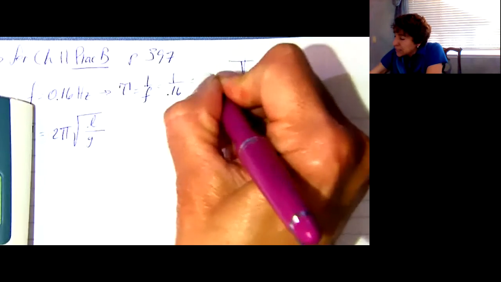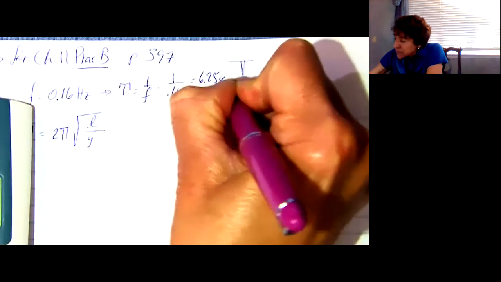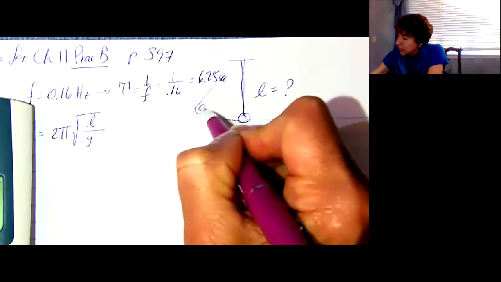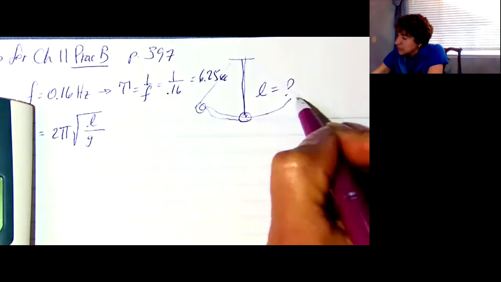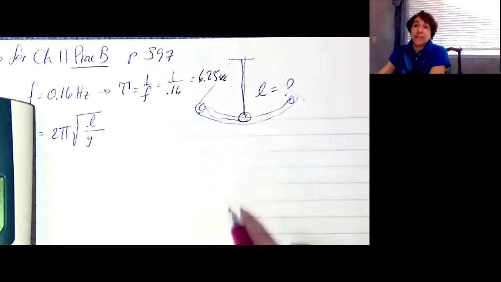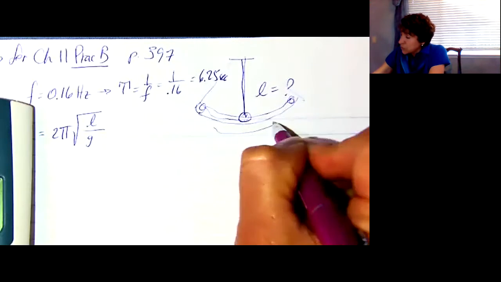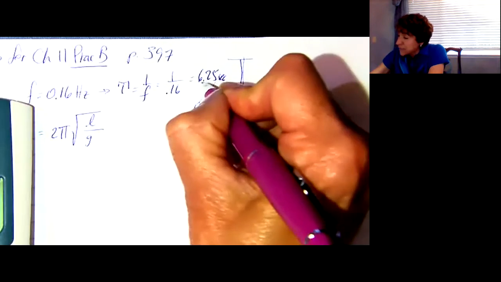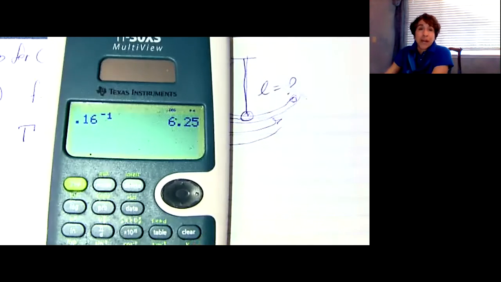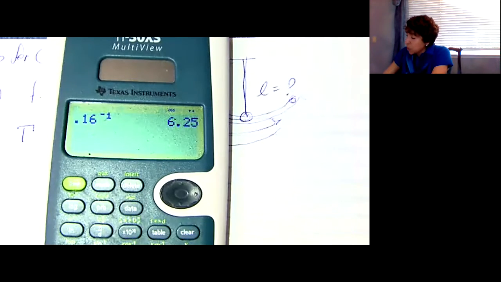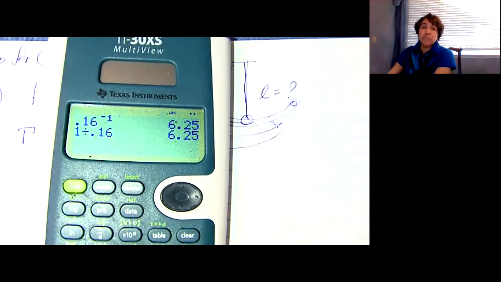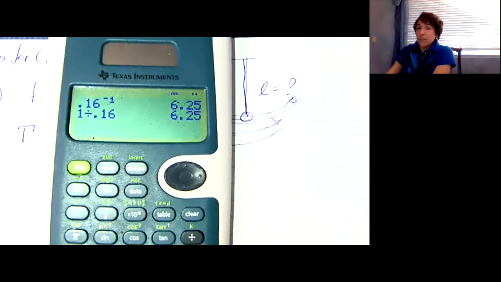So it's saying it's taking 6.25 seconds for this bob to go, let's say, from here. I pull it all the way out, and it goes all the way to this side, and then it comes back. So going in this direction, and then in this direction, it takes 6.25 seconds. And just to prove to you guys that this inverse is the same thing, I'm going to go 1 divided by 0.16, 6.25. Okay, I think it's faster to just press the reciprocal button.